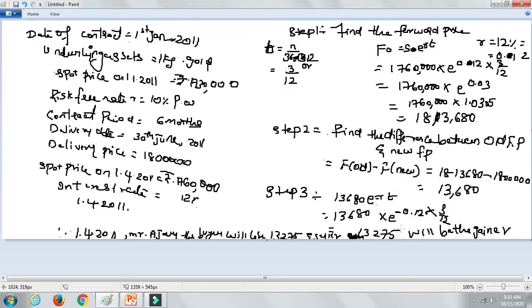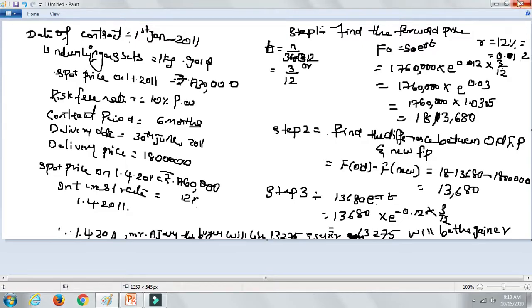The second step is to find the difference between the old forward price and the new forward price. The old forward price is 18 lakhs, whereas the new forward price is 18 lakhs 13,680 rupees. Now the third step is to calculate the present value. How do you calculate the present value of the difference? You use e power minus RT, and you get 13,275.